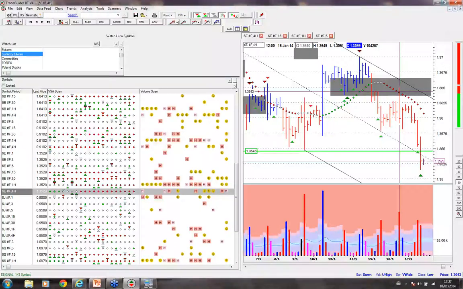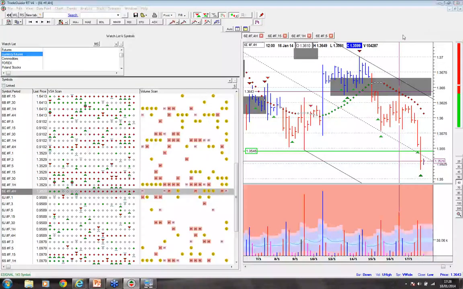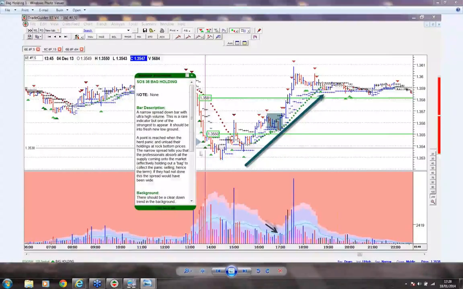All right, let me show you the next one then. And now I've actually taken a screenshot of this. Now, I might have shown you this last week, but I want to show it to you again because it's such a good trade. I think we may have shown you this last week, but I'm going to show you again anyway because it's worth drilling home. So this is a bag holding signal.